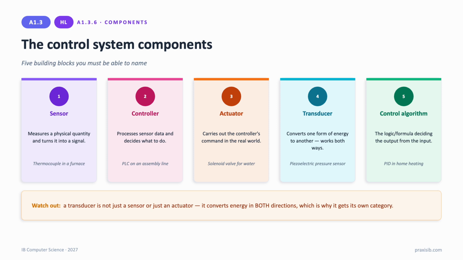Fifth, the control algorithm. This is the logic or mathematical formula the controller uses to decide its output. A famous one is PID control. Used in home heating, it adjusts based on the error, how long the error has lasted, and how fast it's changing. Note the warning at the bottom: don't lump a transducer in with sensors or actuators. The fact that it converts energy in both directions is exactly what makes it special.